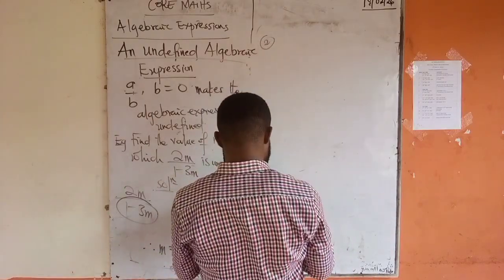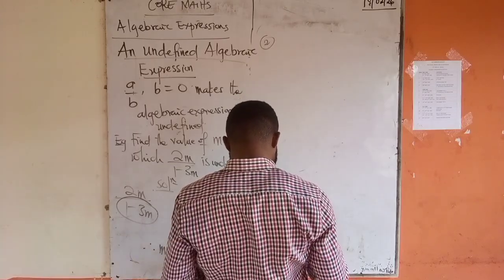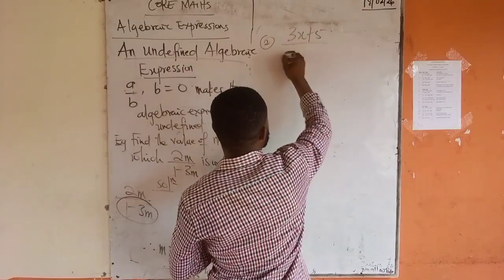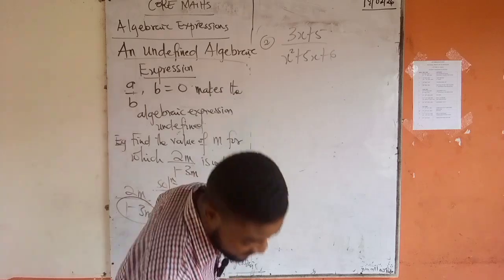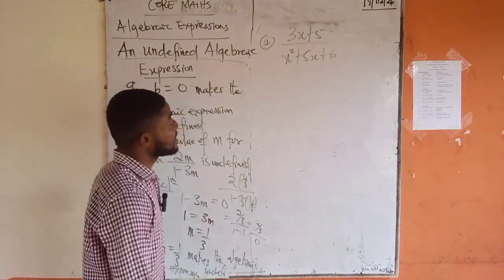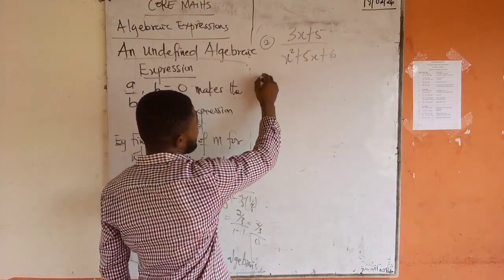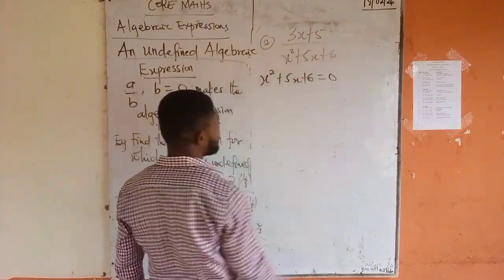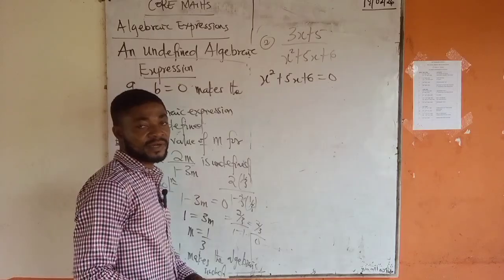So second example, I have 3x plus 5 all over x squared plus 5x plus 6. This is what I have, and I've been asked to find the value of x for which this expression is undefined. The same thing, I take x squared plus 5x plus 6 and equate it to 0. Now this is quadratic, and we know how to go about this type of quadratic.